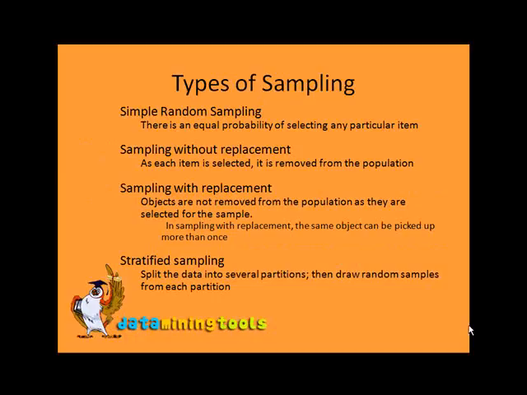Let's see what are the types of sampling. We have simple random sampling, where there is an equal probability of selecting any particular item. In sampling without replacement, as each item is selected, it is removed from the population. In sampling with replacement, objects are not removed from the population as they are selected for the sample, so the same object can be picked up more than once. Under stratified sampling, first we split the data into several partitions, then draw random samples from each partition.